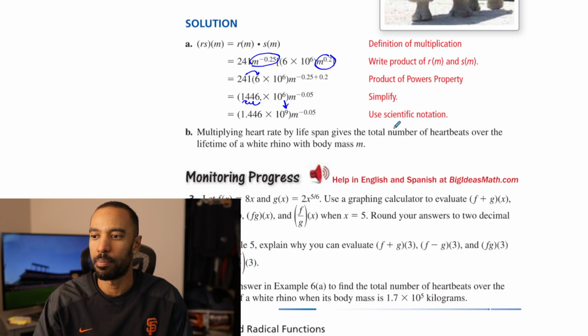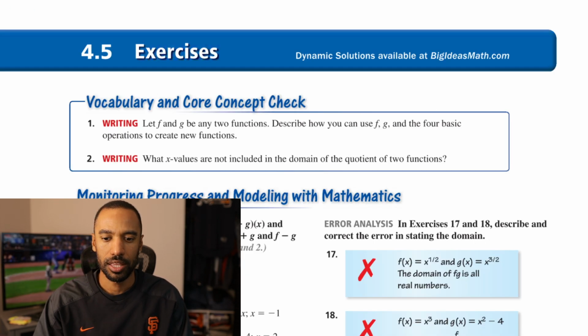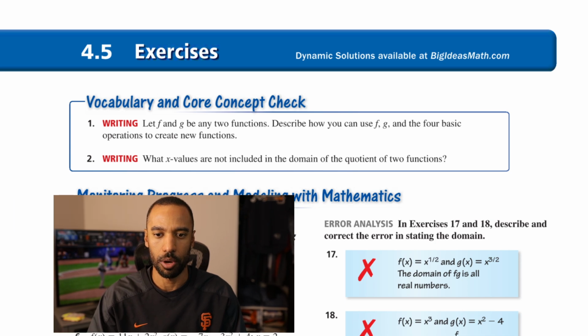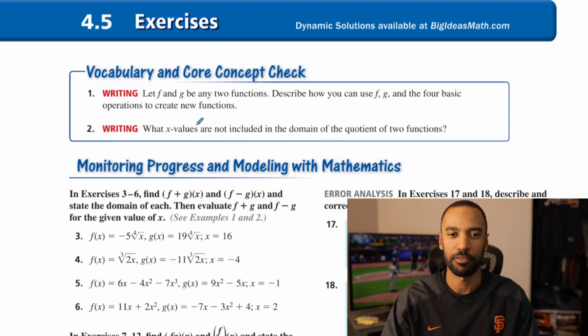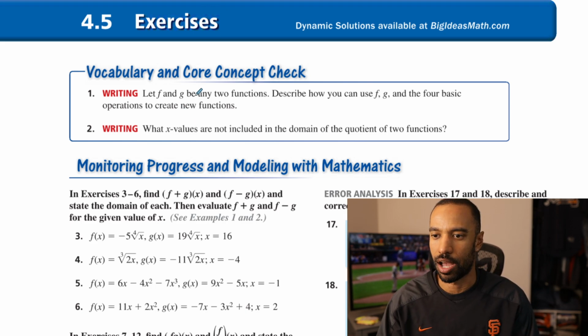So multiplying heart rate by lifespan gives a total number of heartbeats over the lifetime of a white rhino with body mass M. Good old interpretation. All right, a pretty quick lecture portion overall. I hope the problem set is as well. Just to make sense of what we're doing, we should have some drill and kill to begin with. But first, let's start with the vocabulary and core concept check.